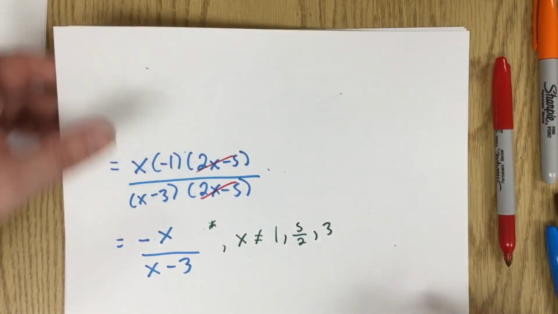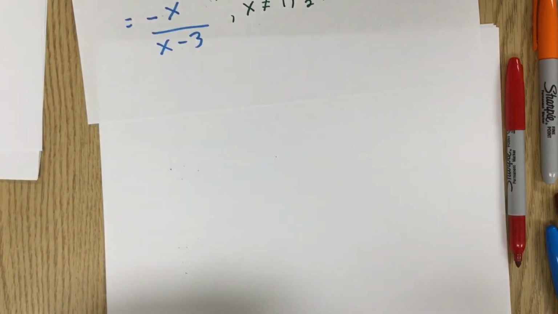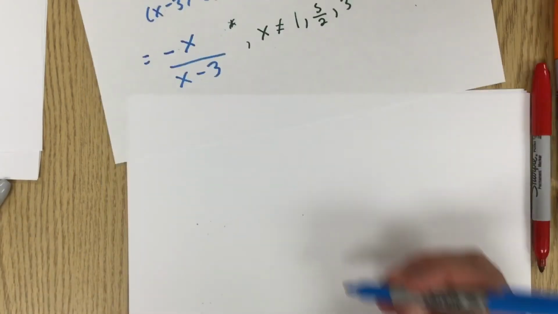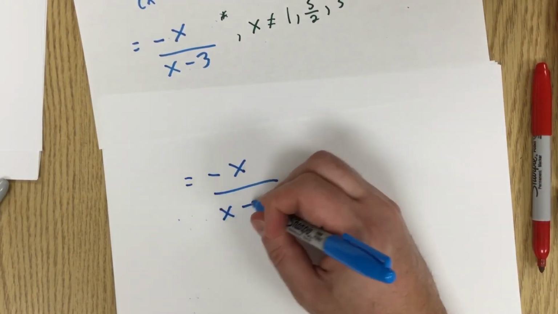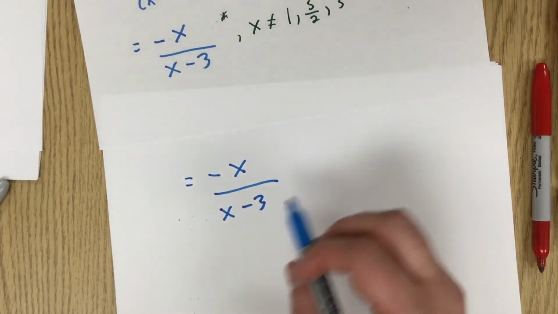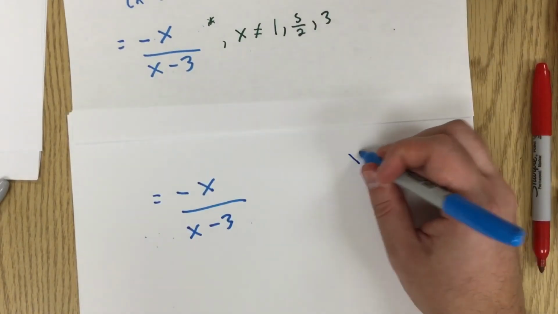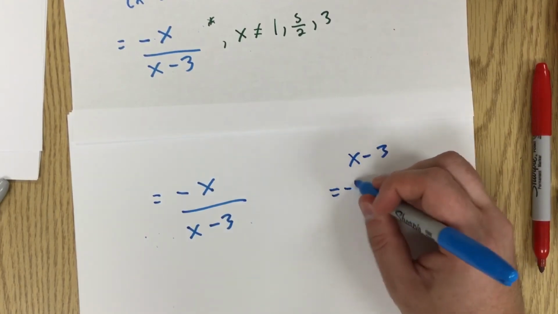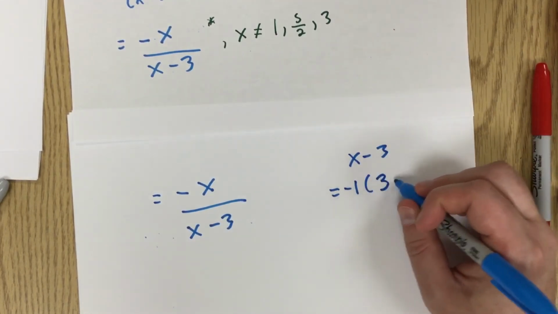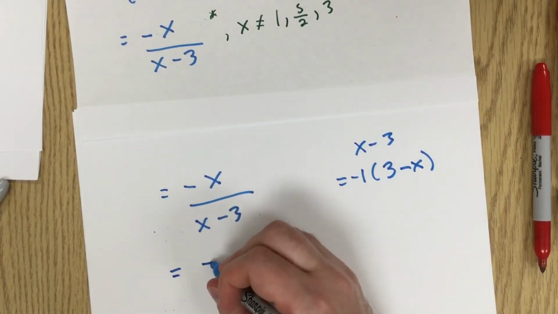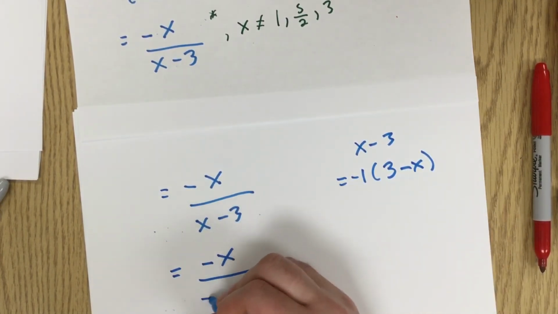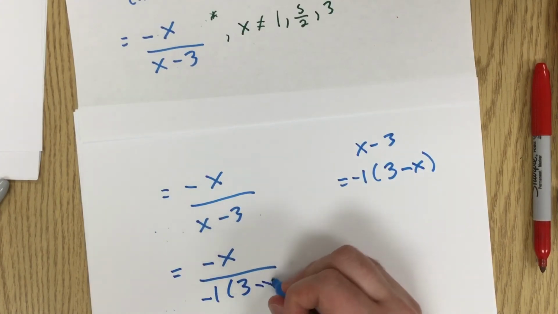I put a star there because I said there was something pretty I could do with that. It wouldn't be mandatory, but whenever you have a minus, you could always switch the order and get a minus out of it. So x minus 3 is the same thing as minus 1, kind of like the reasoning we had before, times 3 minus x. So that'd be like minus x over minus 1 times 3 minus x.